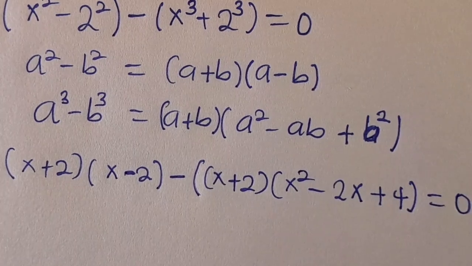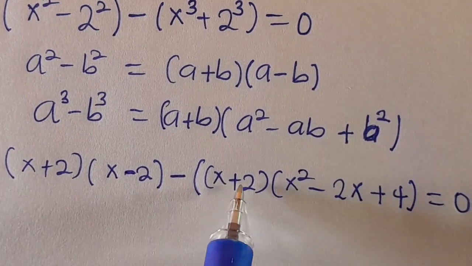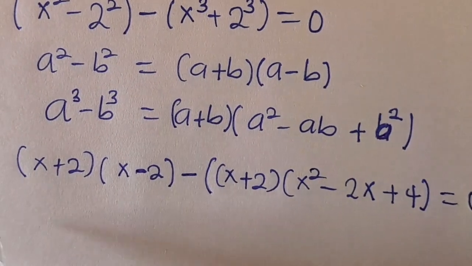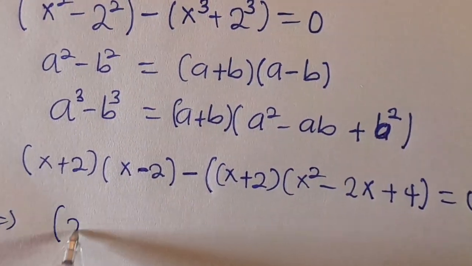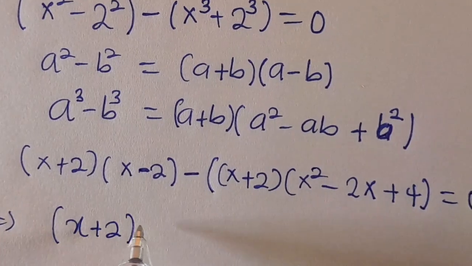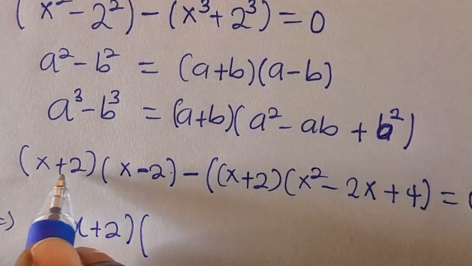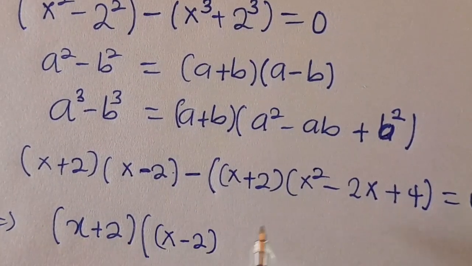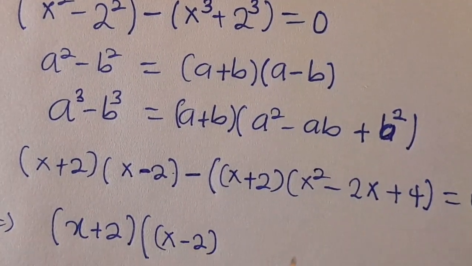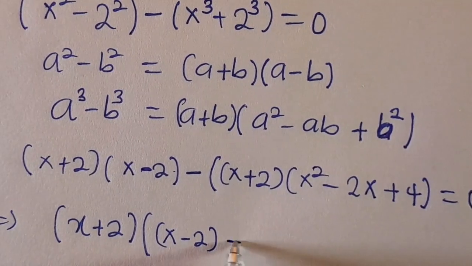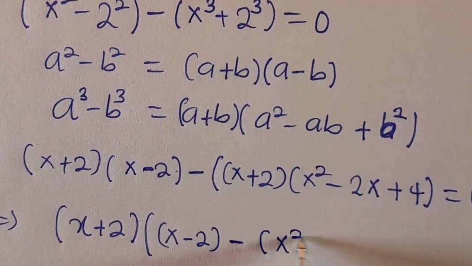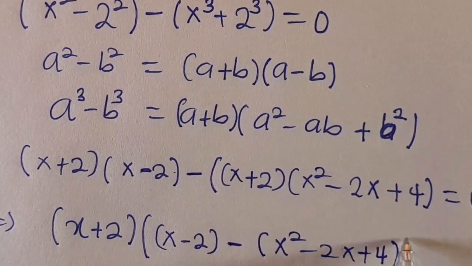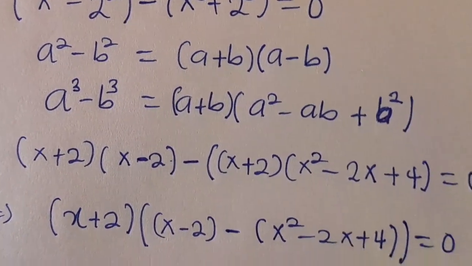So from here, guys, we have x plus 2 in common in both. So we can have it to be x plus 2. Then we are going to have the whole of this divided by this, we have it to be x minus 2. Then the whole of this divided by this, we have it to be minus into x squared minus 2x plus 4. Then we have everything to be equal to 0.